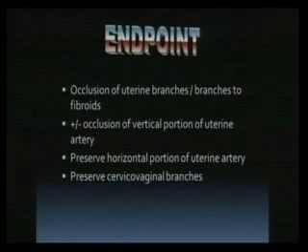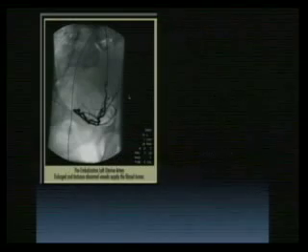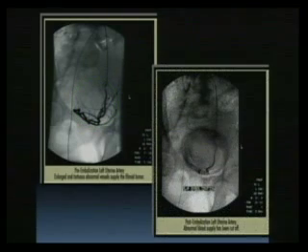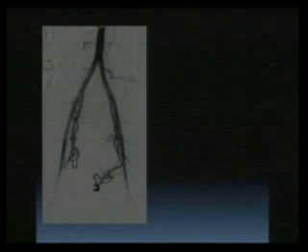What is the endpoint? So occlude all the branches to the fibroid, but make it a point to preserve the horizontal portion of the blood vessel, and at the same time preserve the cervico-vaginal branches. This is the pre, it's the fibroid, and this is the post, devascularized, but there is preservation of the horizontal segment. So let's go back to the case now.